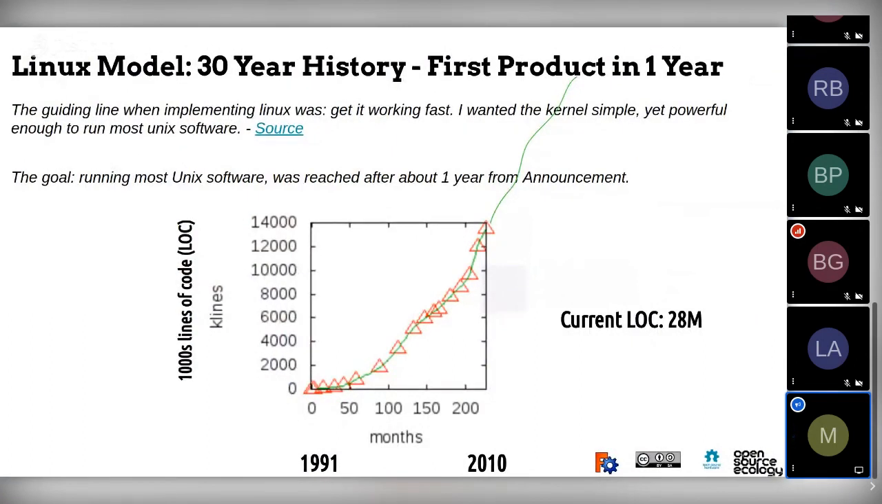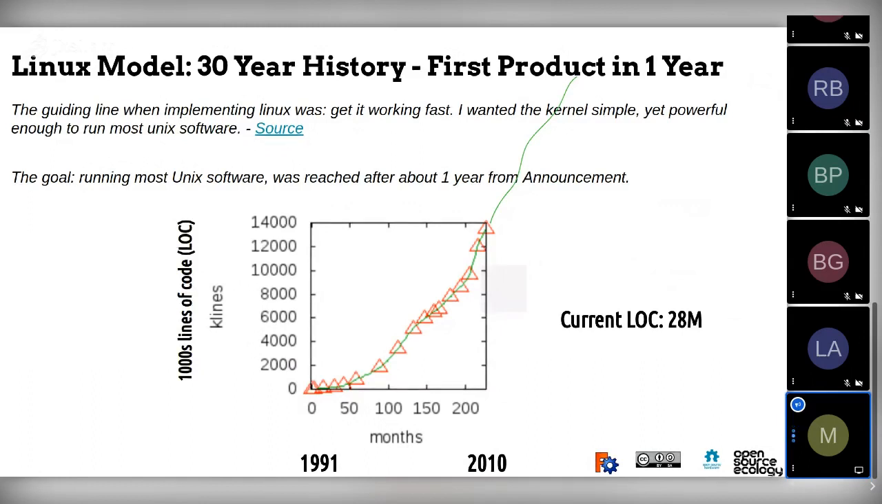So the lesson from Linux that we can take is that Linus Torvalds' initial goal when he released Linux was very clear: getting a viable working product in rapid time so that it can be used and developed by people with economic interests. And that's what happened. In about a year from his announcement, he had a basic minimum viable product.